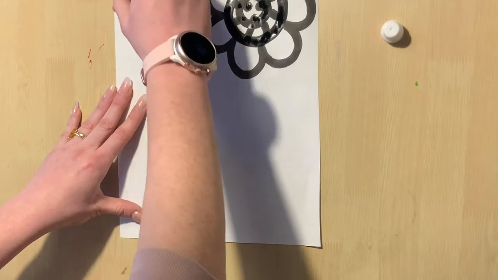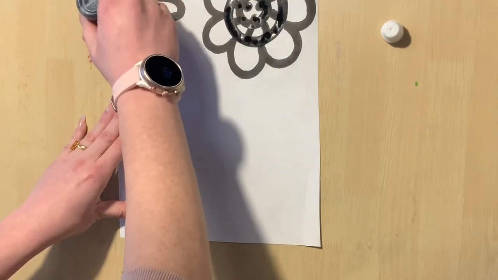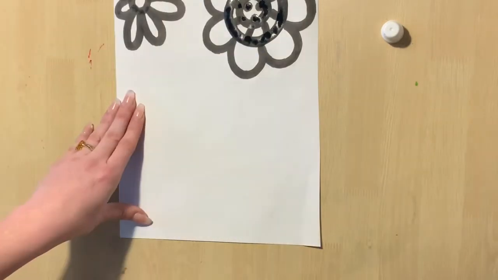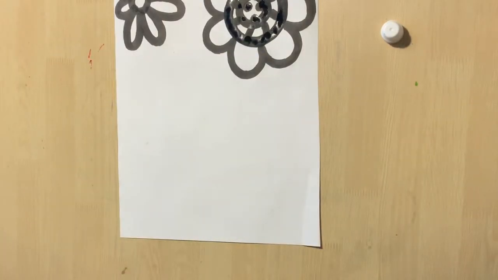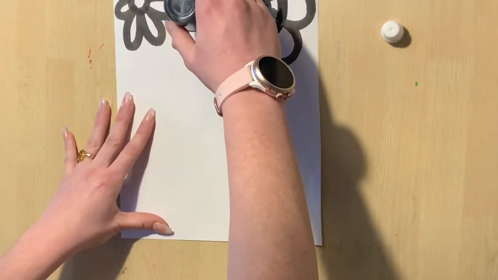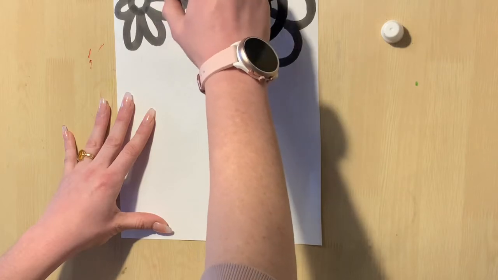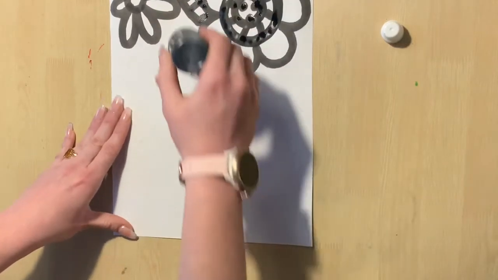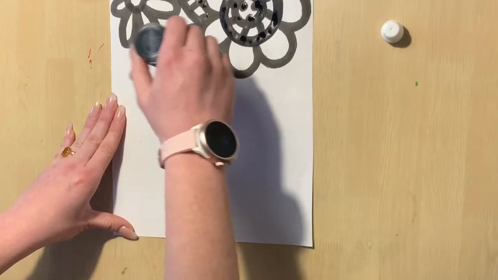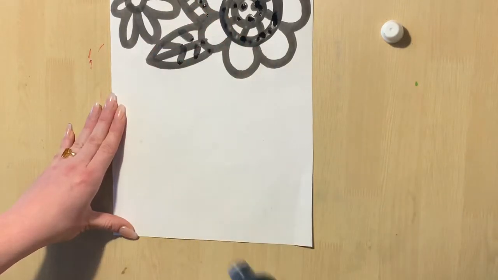For my next flower, I'm going to use one circle for the middle and add some longer petals going around. For the small spaces in between the flowers, add leaves with a football shape like this and lines inside.